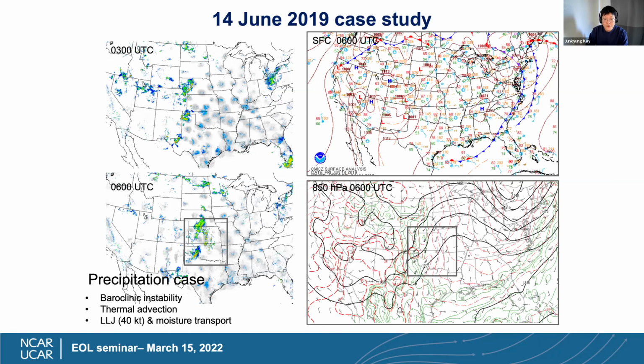So we examine one precipitation case on 14 June 2019. The radar observation shows the convective system, and this black box shows our targeted area. And this weather chart shows that there was convective instability, and the thermal advection and the low level jet transport the moisture into our targeted area.